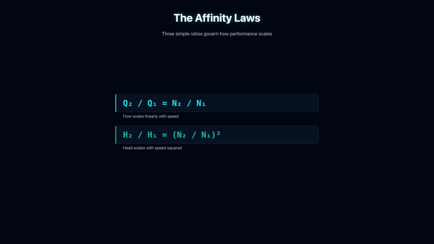The affinity laws are three simple relationships that govern how pump performance scales with speed. Flow scales linearly. If you reduce speed to 80%, flow drops to 80%. Head scales with the square. 80% speed gives 64% of original head, and power scales with the cube. 80% speed means only 51% of original power consumption. These laws apply to both speed changes with a VFD and impeller diameter changes.